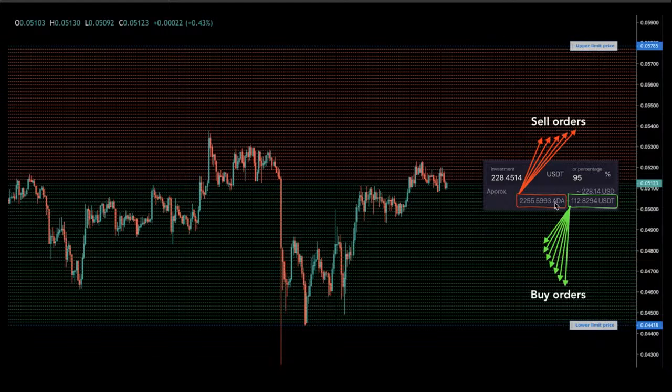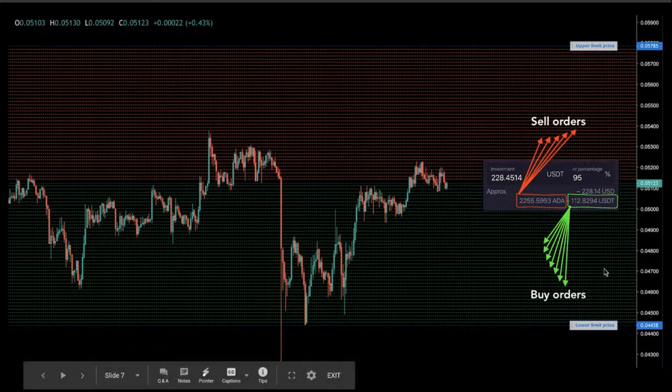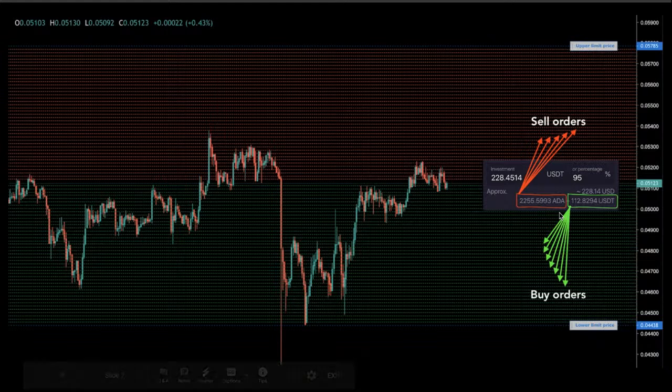So here's an example with Cardano trading to USDT. And notice that in order to initiate this bot, we must have that amount of Cardano on our balance and that amount of USDT on our balance. So that means that 2,255 Cardanos are proportionately distributed by the sell limit orders in the sell zone, whereas 112 USDT are also proportionately and almost equally distributed by the buy limit orders in the buy zone.